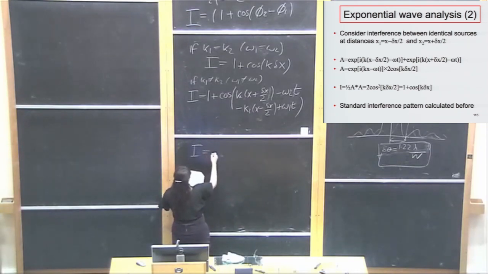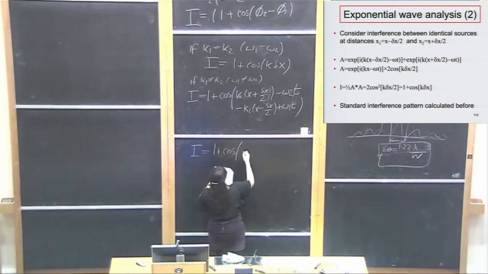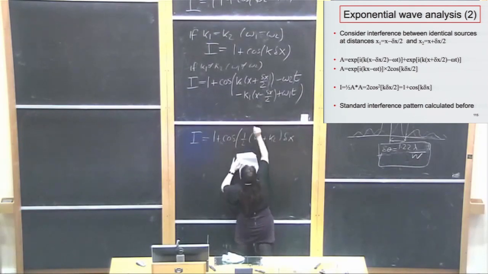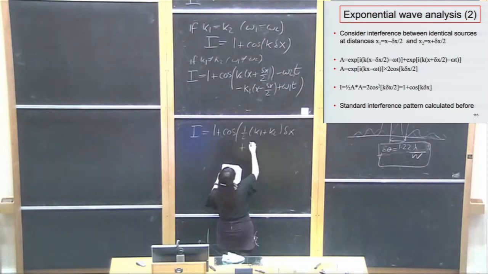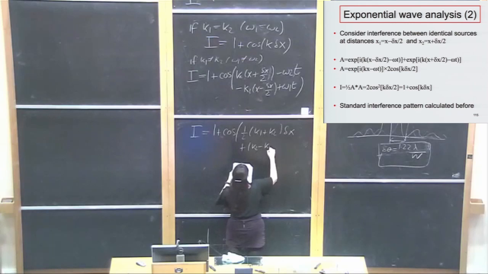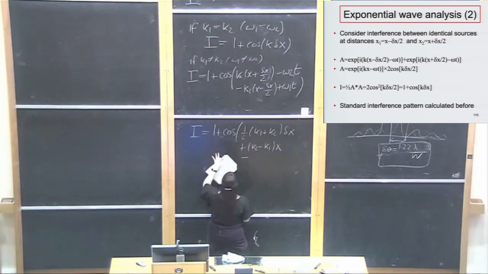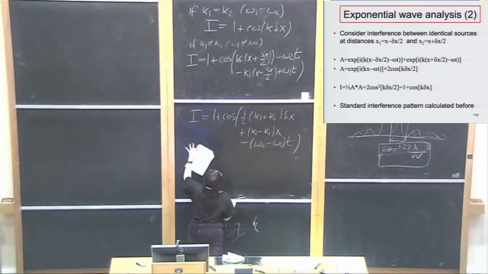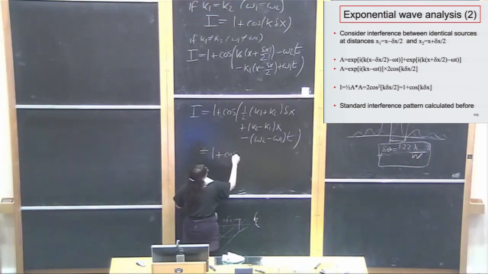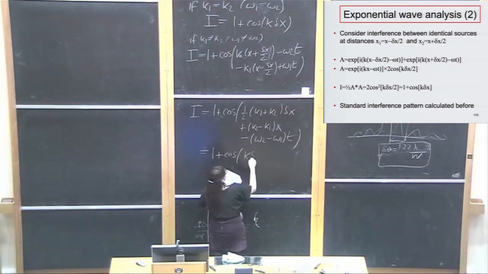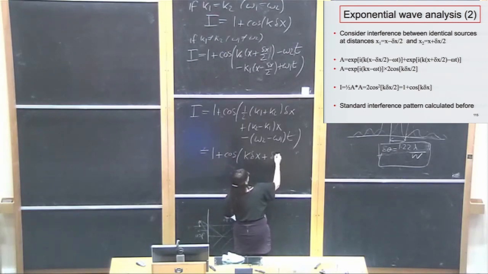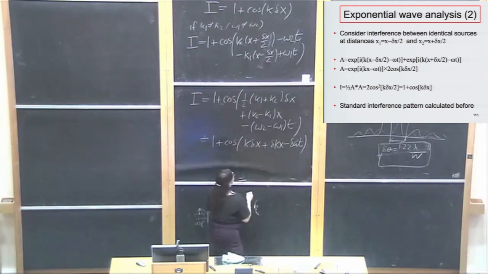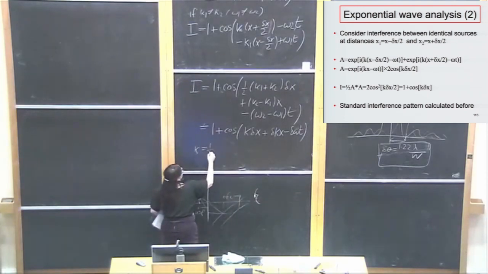Right, so I equals 1 plus cos into half k1 plus k2 delta x plus k2 minus k1 x, again I'm still in the brackets of the cos at the moment, minus omega 2 minus omega 1 t, which I'm going to write even more simply as 1 plus cos k delta x plus delta k x minus delta omega t, where my k is going to just be my average wave number.